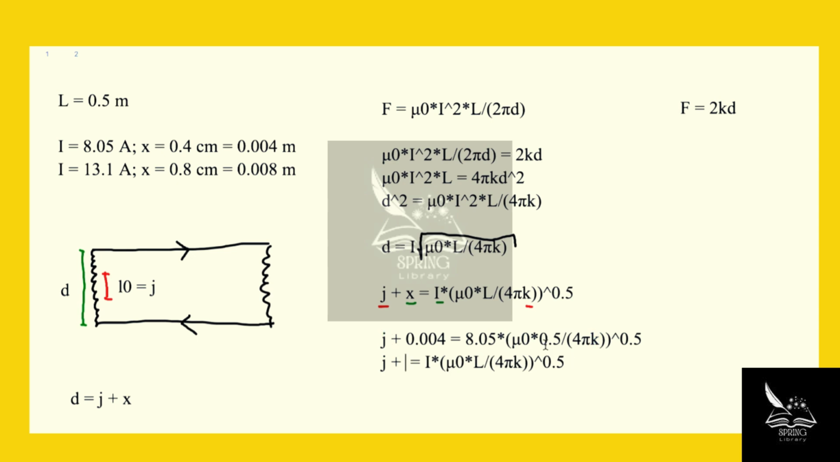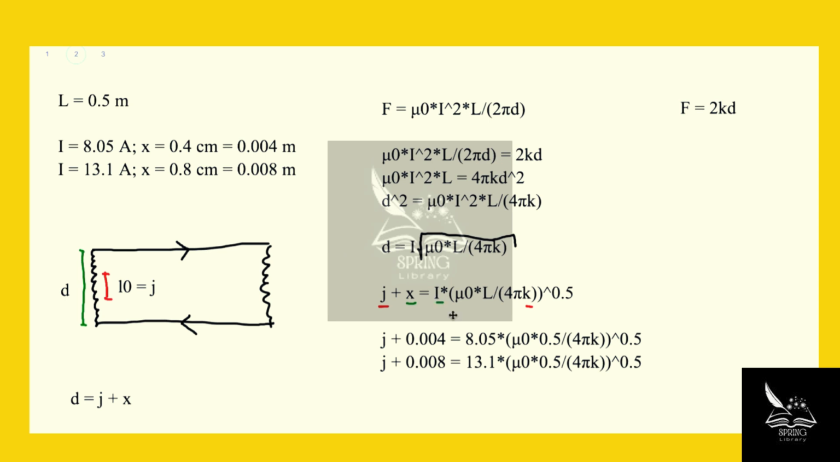And then just putting in the next data point, we have 0.008 for X and 13.1 here. And again, I'll put in 0.5. So these are the two equations we're going to need to solve for. Let's do that on a new tab up here.